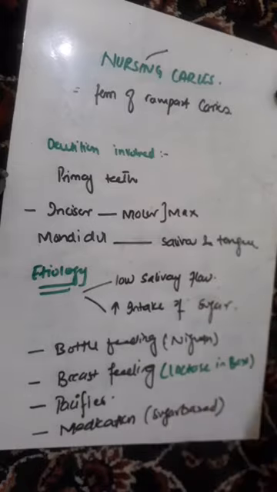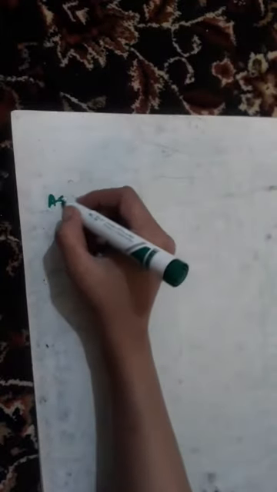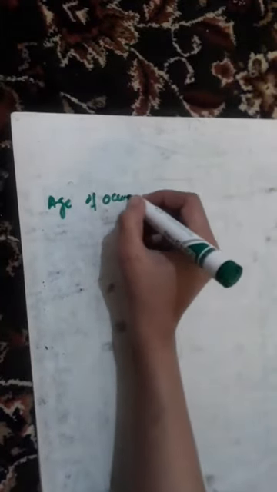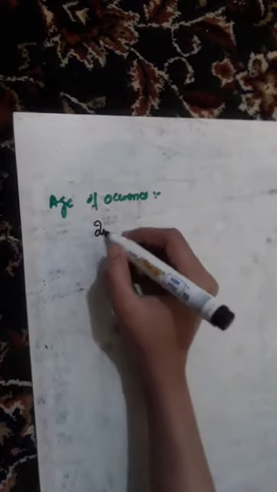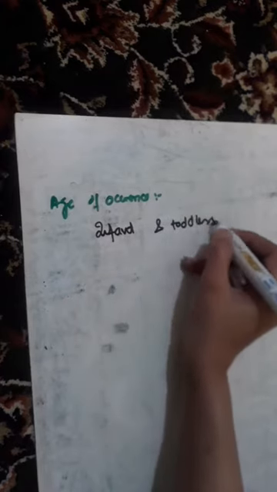This is the etiology. Now moving towards the other, which is the age of occurrence. Age of occurrence of nursing caries, as the name suggests, is mostly in the infants and toddlers.